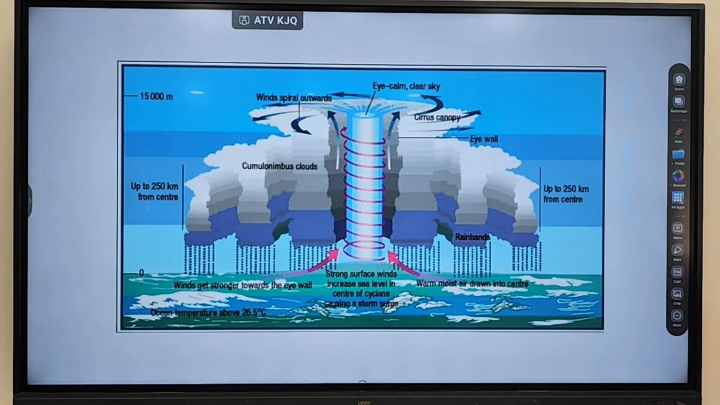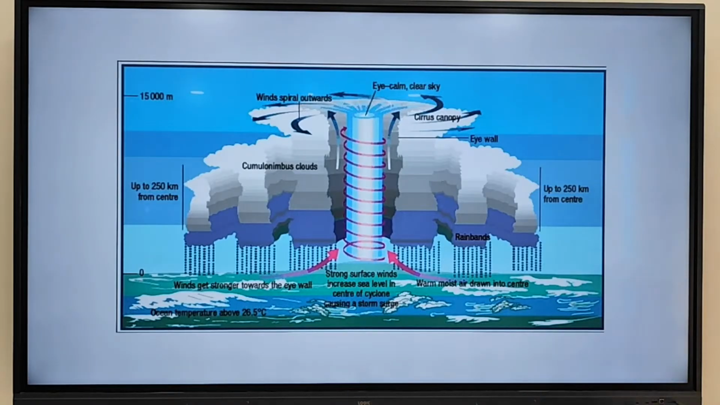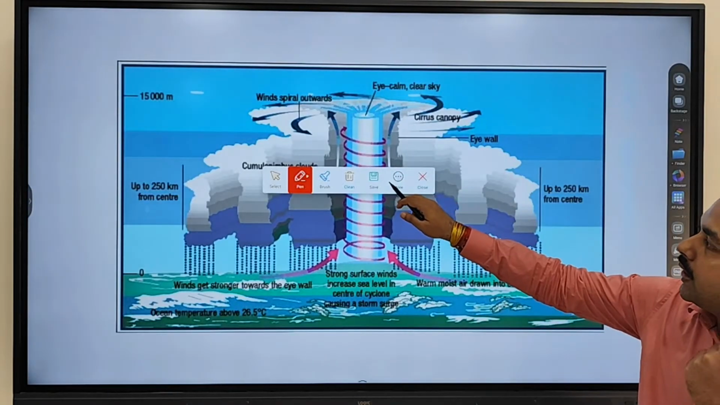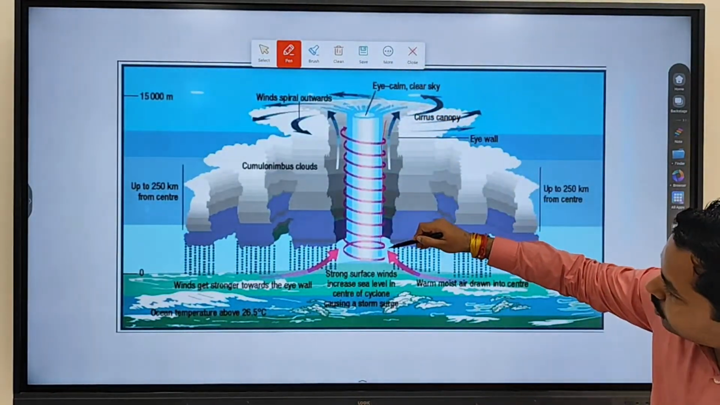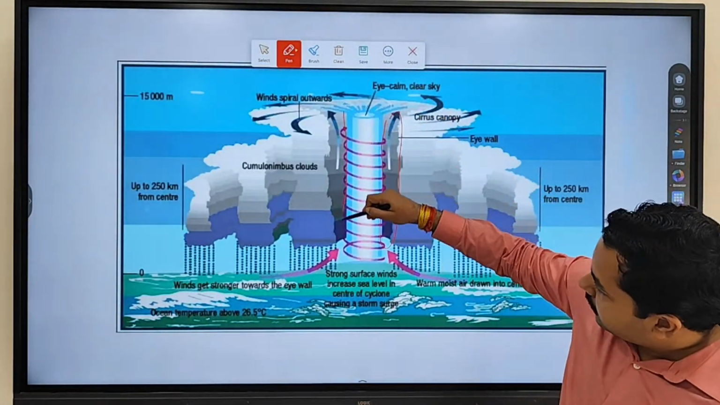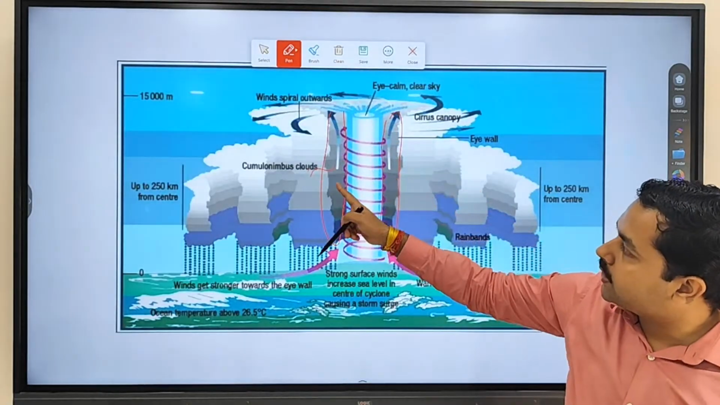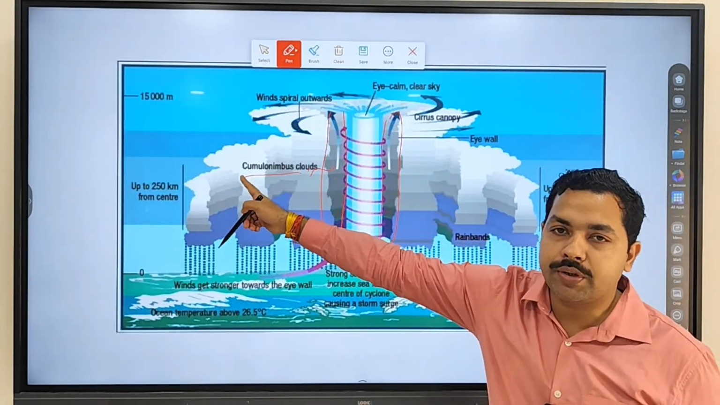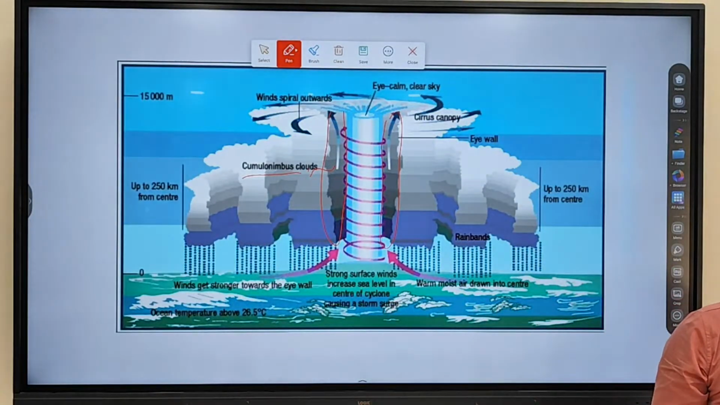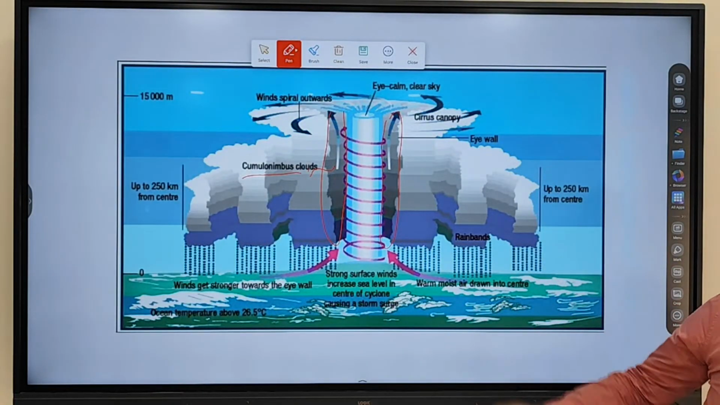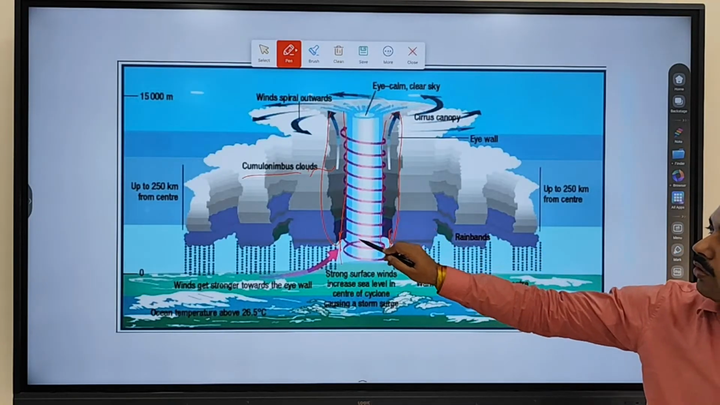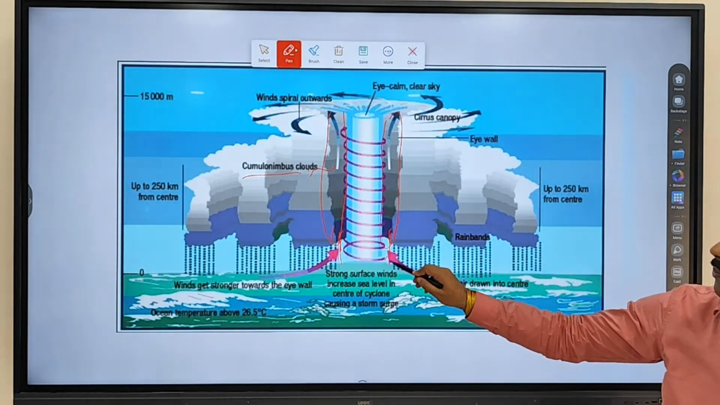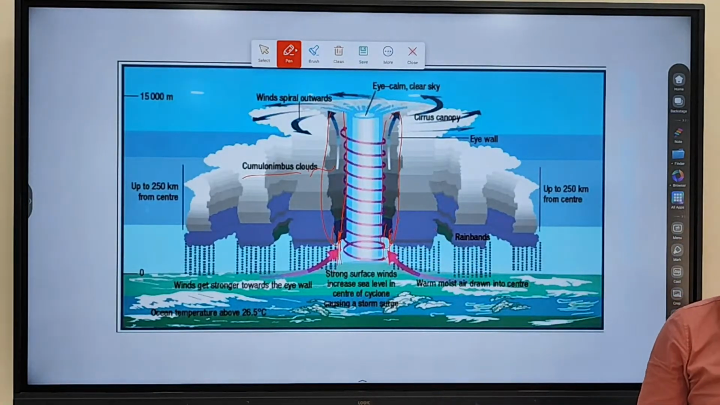Fine. So this region is what? This region is your eye wall region, surrounding the eye region. This is a zone of eye wall. As we discussed, which type of cloud are you seeing? Dark dense cloud. Cumulonimbus type of cloud you are seeing in this particular region. And this is the most violent zone of the tropical cyclone, where maximum rainfall is going to happen.